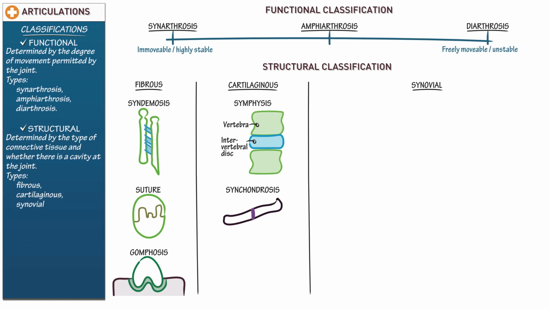Lastly, let's show a prototypical example of a synovial joint, of which there are many structural subtypes. All synovial joints are functionally classified as diarthrosis because of their high degree of mobility. To show the universal characteristics of synovial joints, draw two long bones with a space, a cavity between them. Label this space as the joint or articular cavity.